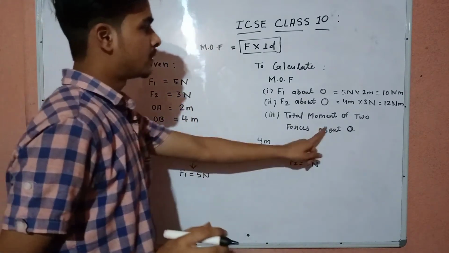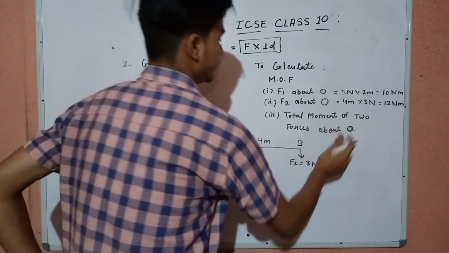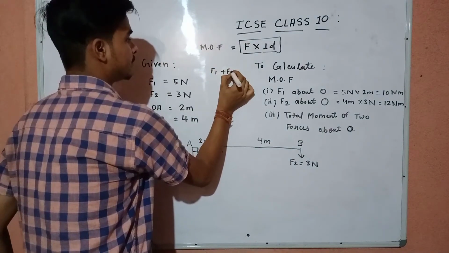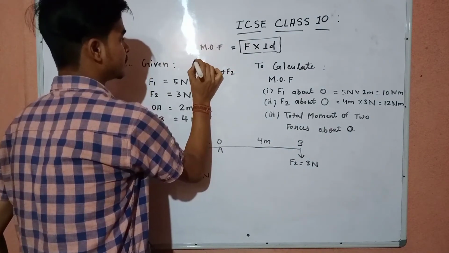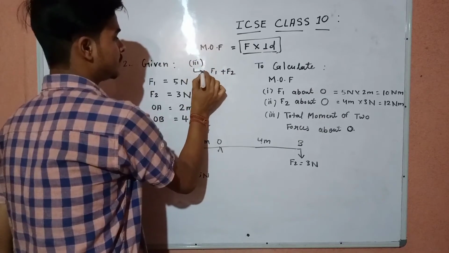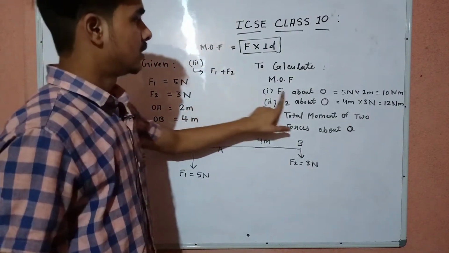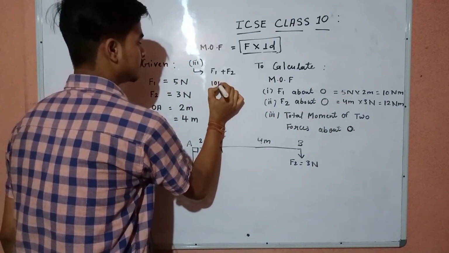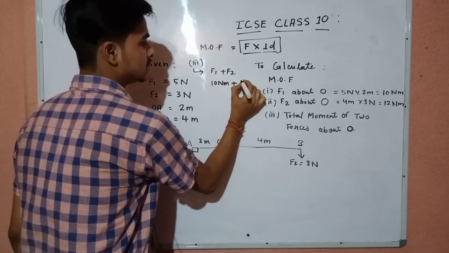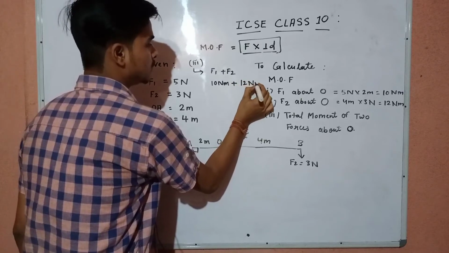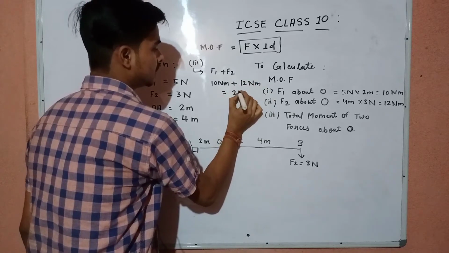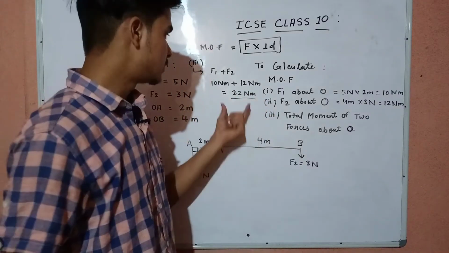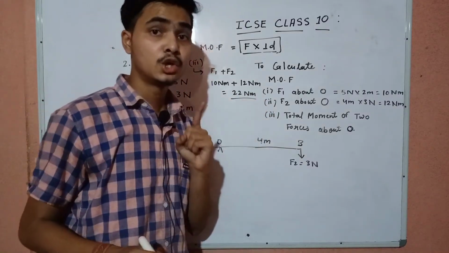First of all, total moment of two forces means F1 plus F2. This is the solution for question number 3. So we need to find F1 plus F2. The first answer is 10 Newton meter and the second answer is 12 Newton meter. Most of you might have summed these two and got 22 Newton meter, but this answer is wrong.